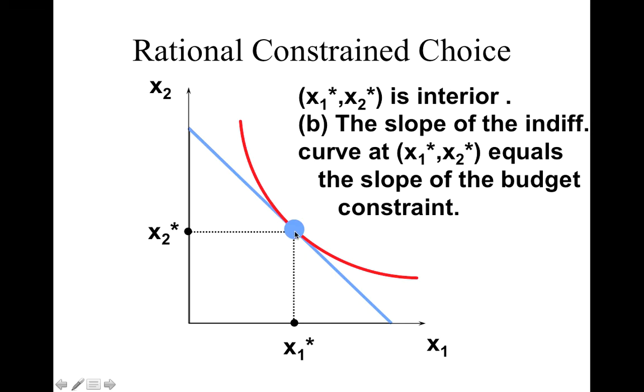And the blue point is such that the slope of the indifference curve at the optimal choice is equal to the slope of the budget constraint. Now remind yourself of what the slope of the budget constraint is before you move on to the next slide.